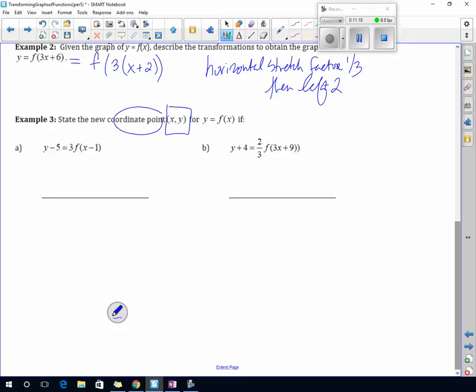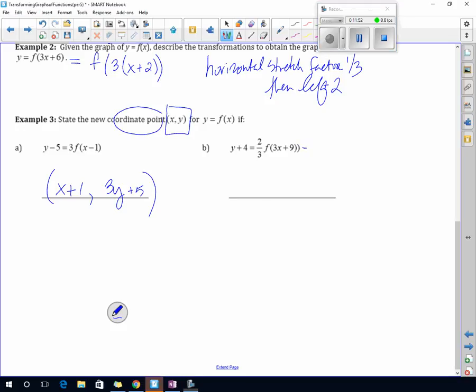Okay, look at my y. What happened to my y? Vertical stretch factor of 3. So how would that affect my y? It would now be 3y. Very good. Yes, and then it went up 5, so plus 5. Okay, try B now. Okay, so the first thing you have to do is factor out this. So I'm going to rewrite it. Y plus 4 equals 2/3 f 3 bracket x plus 3, yeah?